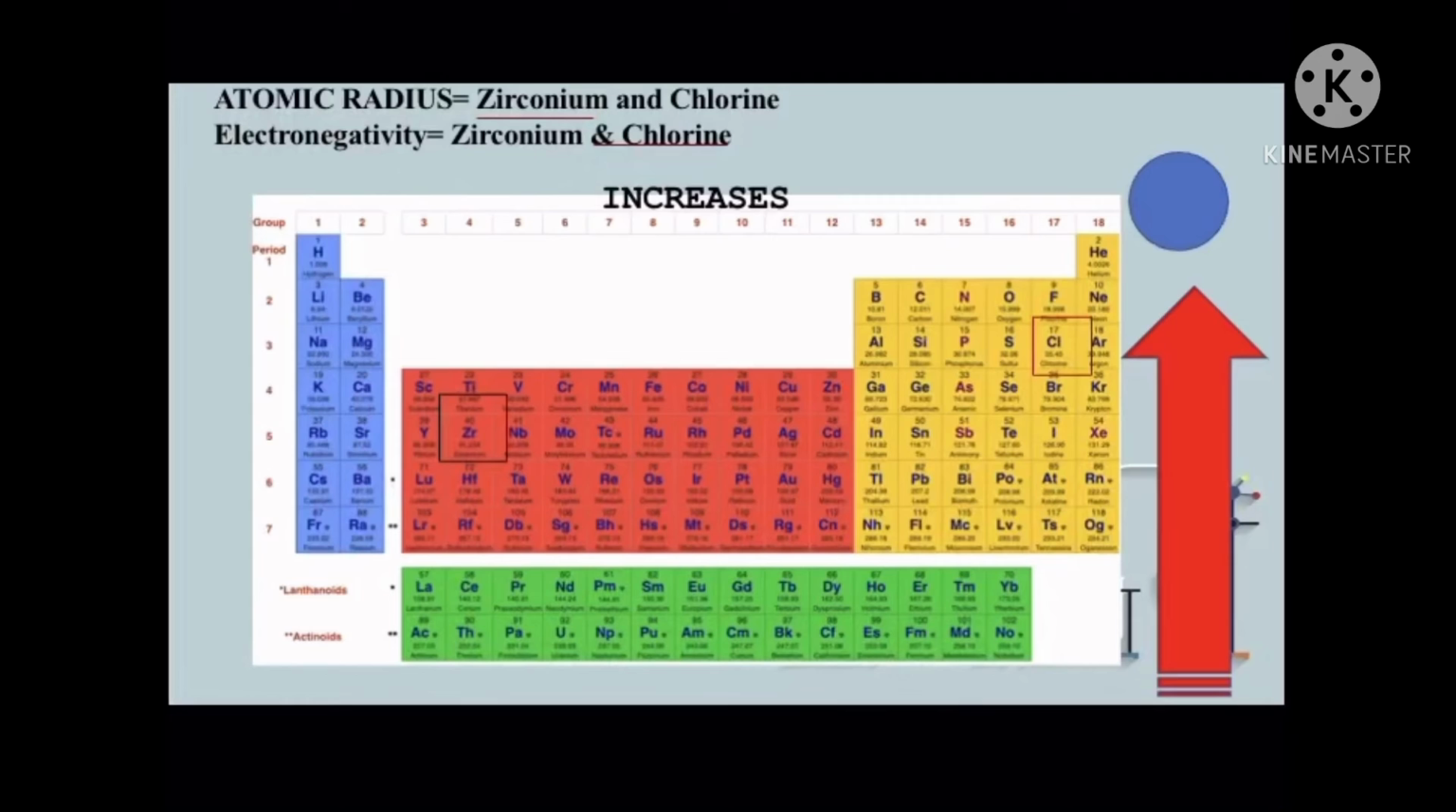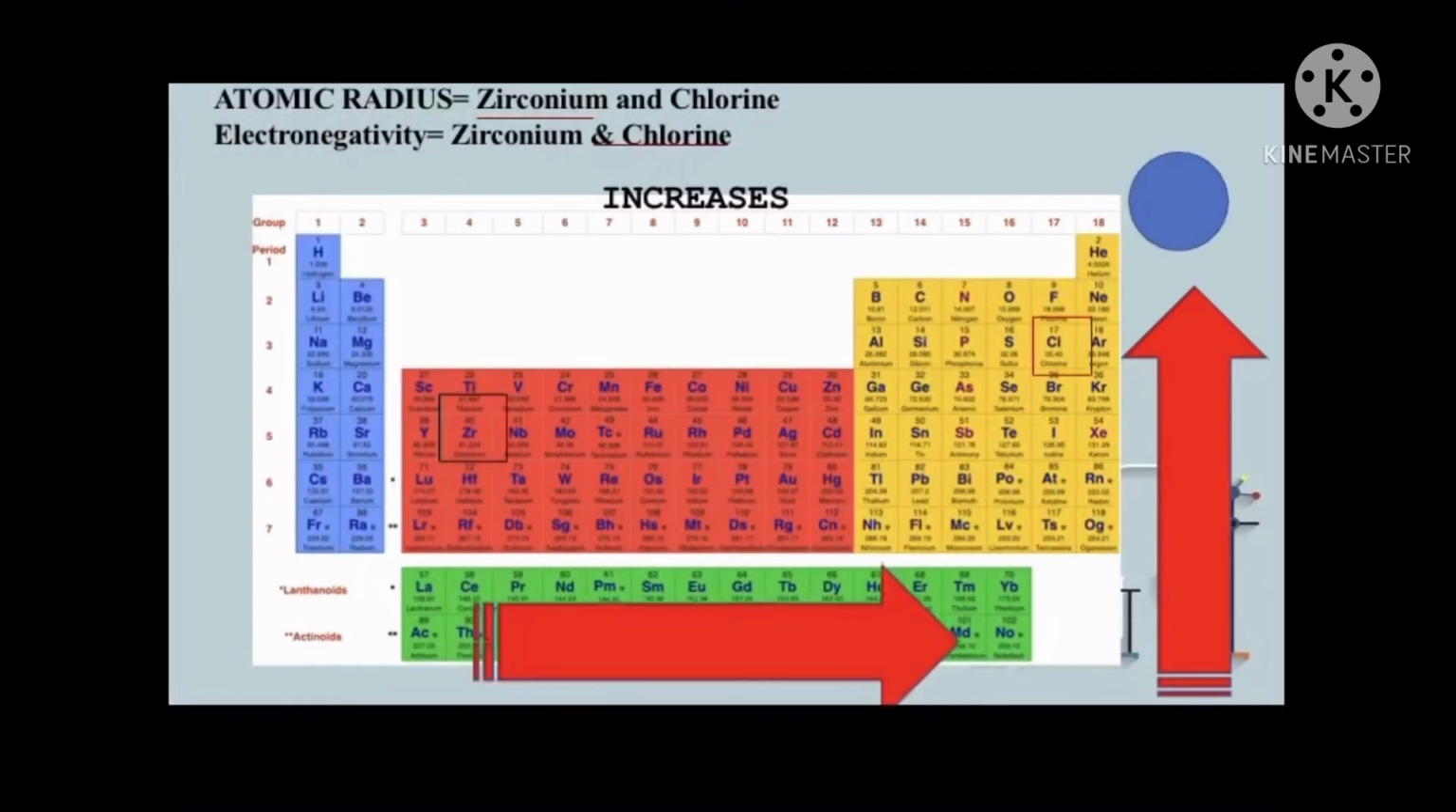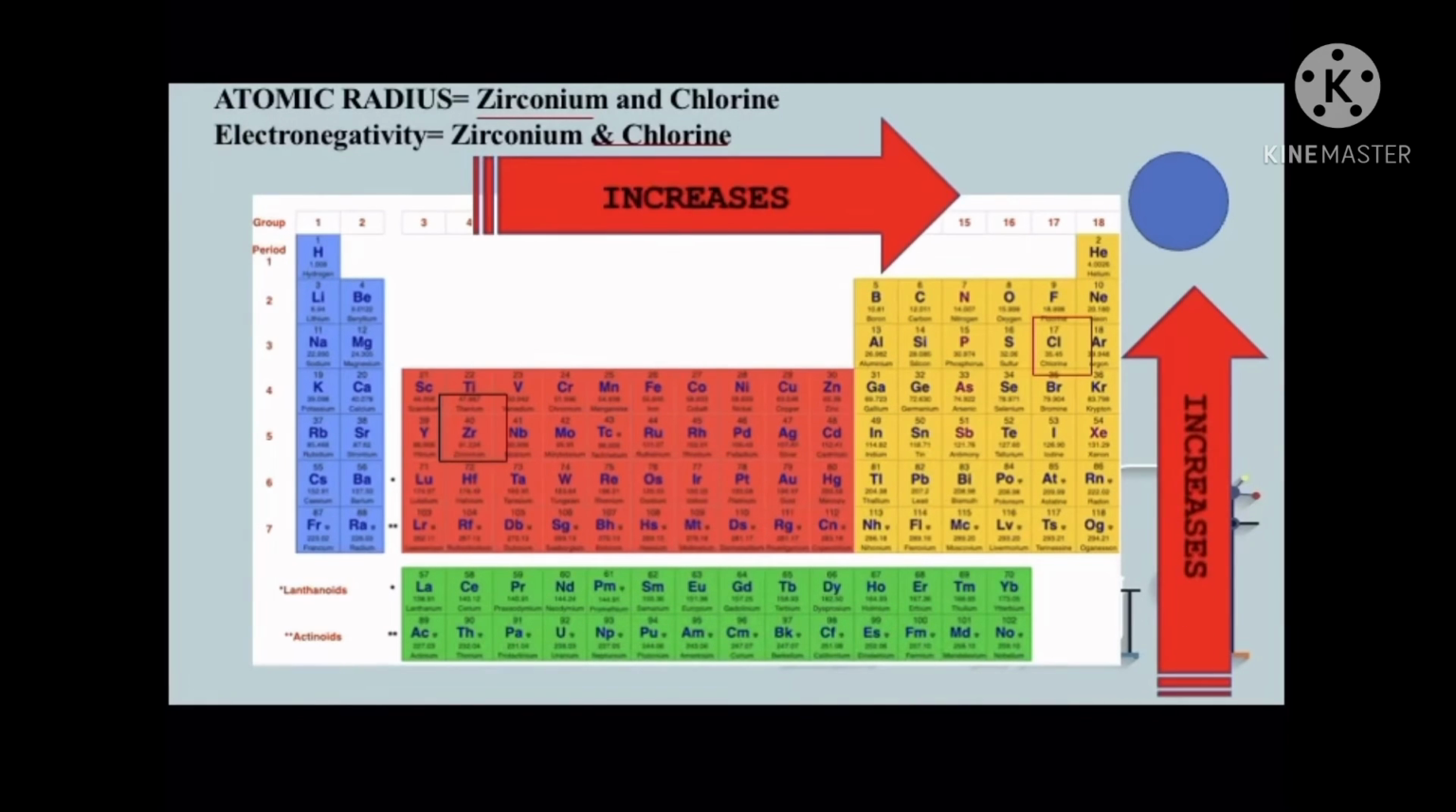Alam naman natin na ang electronegativity ay tumataas papunta sa kanan o pataas. Imagine nyo na lang na ang bola sa gilid ng periodic table ay ang upper right corner. Kung sino ang mas pinakamalapit, yun ang mas electronegative. So, mapapansin natin na ang chlorine ang mas pinakamalapit. So, siya ang mas electronegative kumpara kay zirconium.